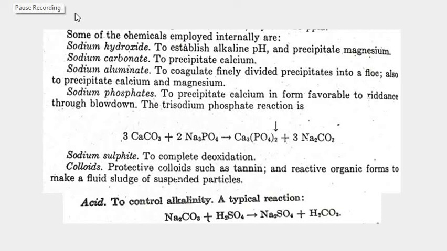The trisodium phosphate reaction is this. So sodium sulfate to complete the deoxidation. Colloids protect colloids such as tannin and reactive organic forms to make a fluid sludge of suspended particles. So acid is to control alkalinity. A typical reaction is the following.